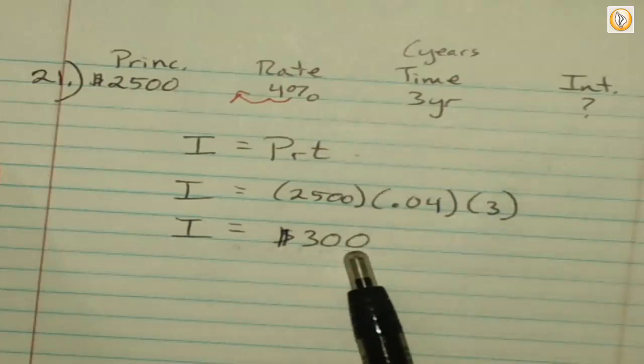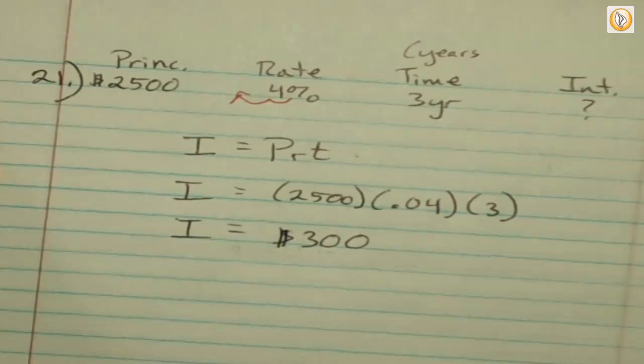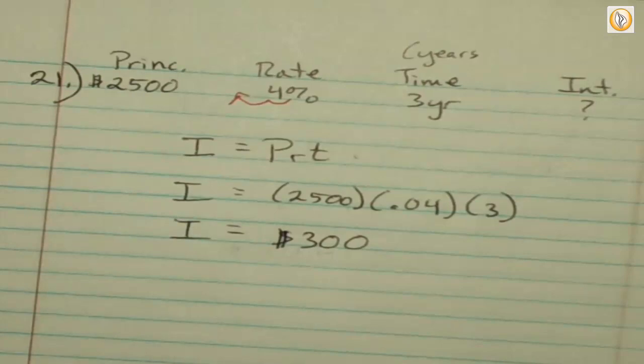So, if you put this money into a good savings account at 4% rate, in 3 years you'd have an extra $300. You get 100 a year. Yeah, it's something better than getting nothing, right?